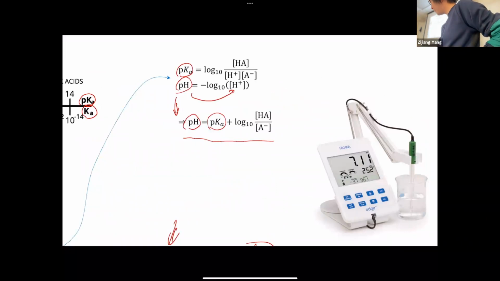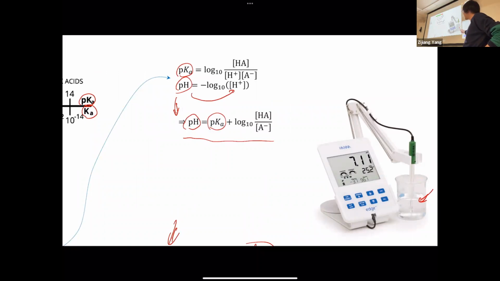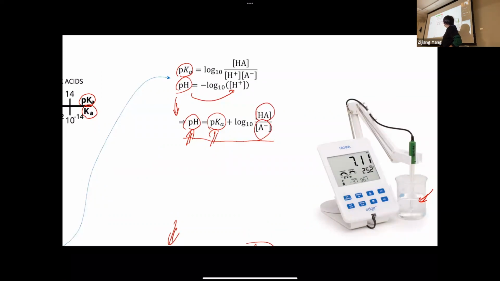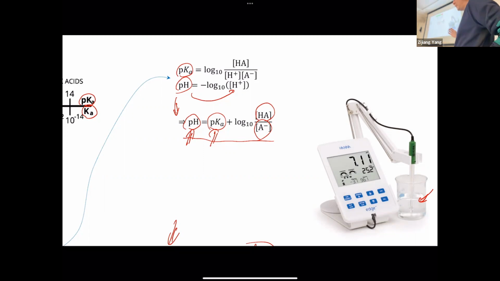First, in practice, it is very easy to measure the concentration of the solution by a pH meter. So usually the pH is known, and the pKa can be found based on the tables. So in this case, we can use this relation to calculate the ratio between its dissociated form and undissociated form. So we can easily know the ratio between them.